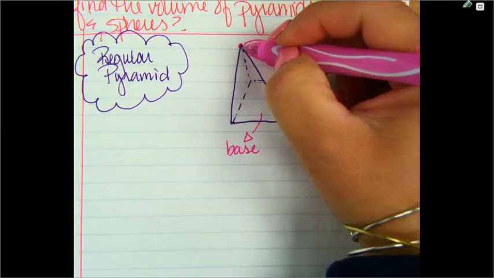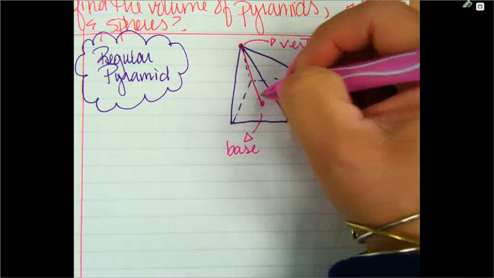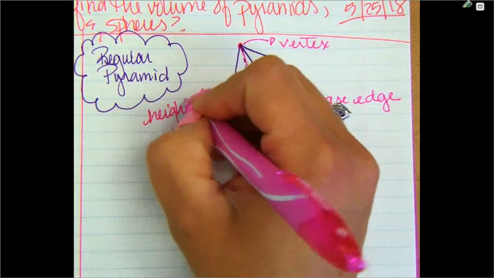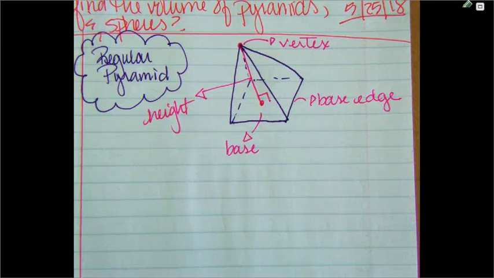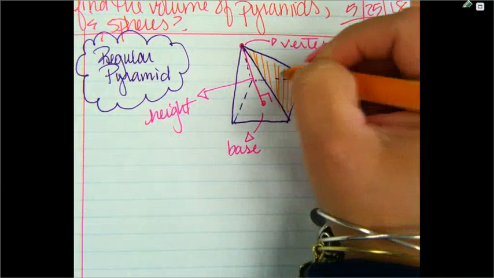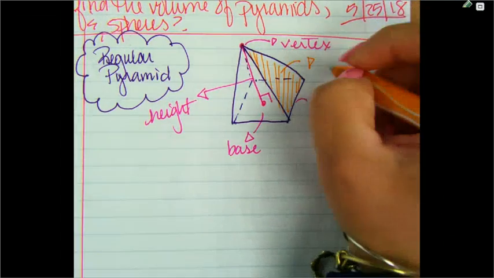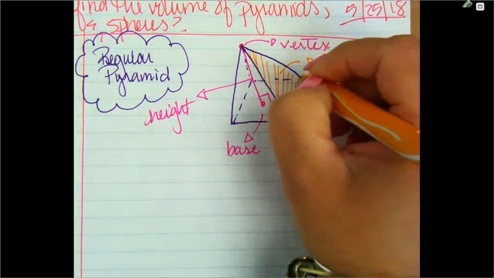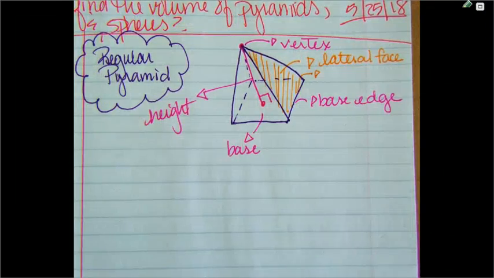And your height is located from the vertex down to the center of the square. It looks slanted, but that's because I can't draw from here to here very well, but it's from the center up the top to the center of the square. The sides, which are your triangles, are called a lateral face. So the side of the triangle that is here is called the lateral edge.